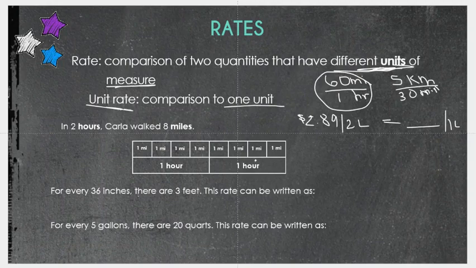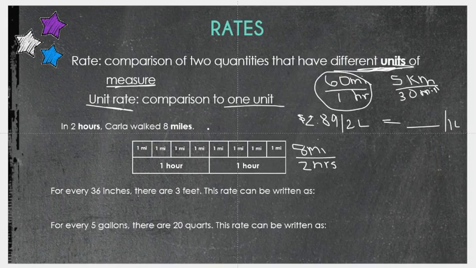We can look at this type of diagram here, and use this to help students understand. They can visualize this a little bit better, how the unit rates work, how the rates work, how you can use a diagram like this to make your comparison of your different units of measure. In 2 hours, Carla walked 8 miles. So we've got 8 miles up here on top, and she did that in 2 hours.